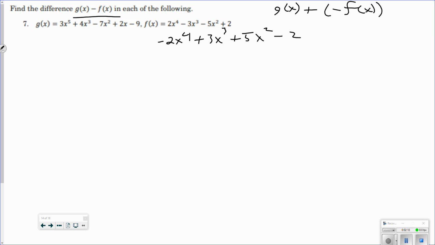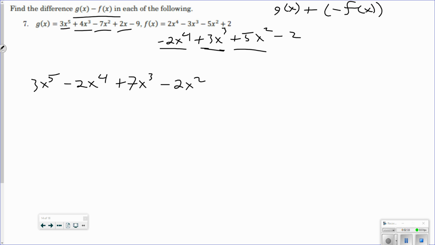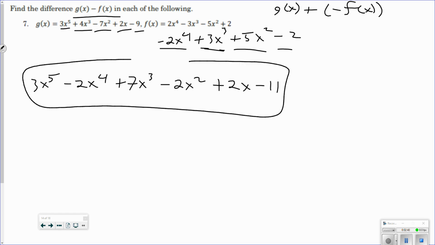Same thing, I'll start with the highest degree. That's 3x to the 5th. That goes first. I don't have anything else to add to it. After that's the 4th degree, negative 2x to the 4th right here. After that will be the 3rd, so 4x cubed and 3x cubed is 7x cubed. Then go to the square. I have negative 7x squared and positive 5x squared, that's negative 2x squared. Then 2x is a 2x. Then negative 9 and negative 2 is negative 11. So really for subtraction problems, I just distribute the negative and add like terms to make it easier.